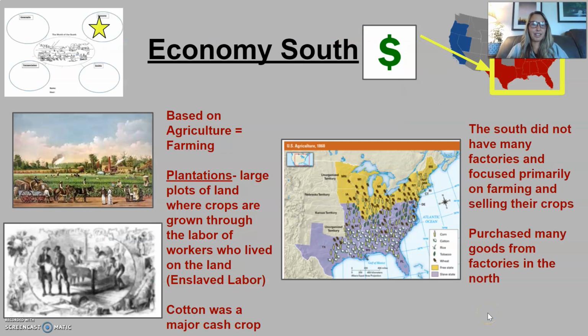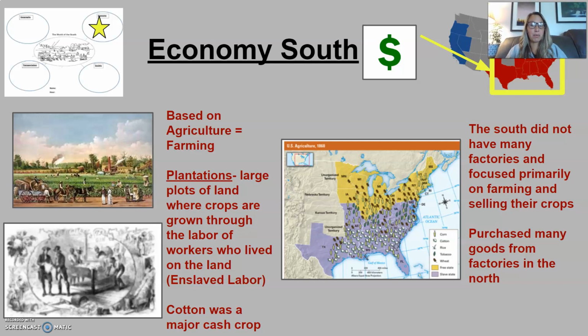Our second topic is the economy of the South. Economy is how they make money. We know in the North, they had a lot of factories and businesses and cities that were getting to be big, like New York City. In the South, it was very different. They focused more on farming and agriculture. So the economy in the South was primarily based on growing crops.